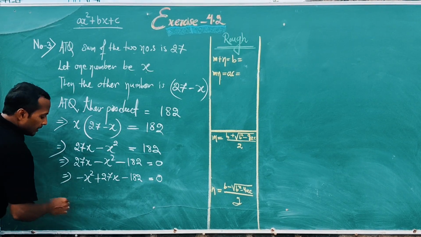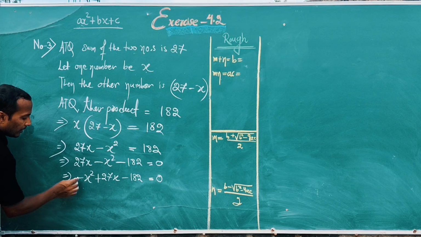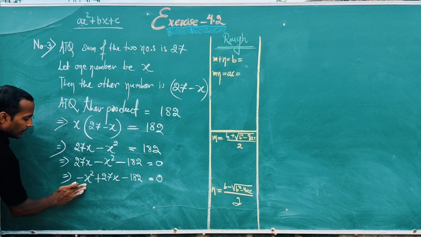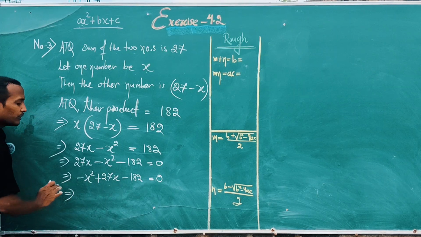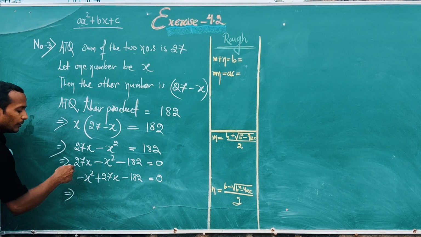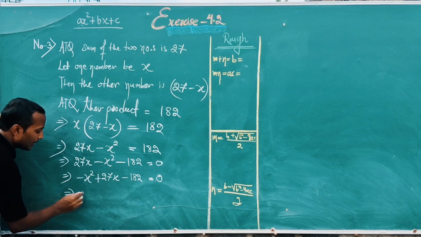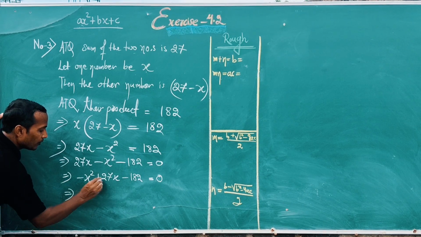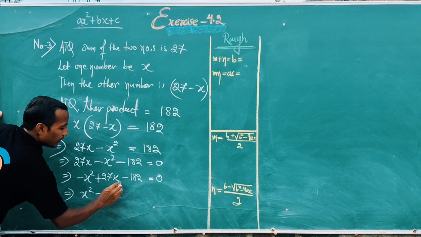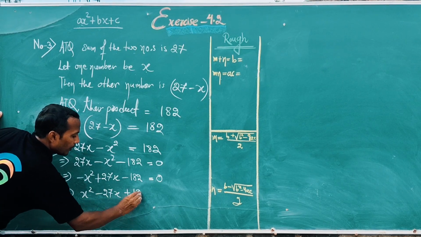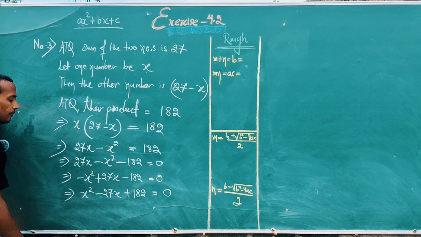But at the same time, let me make this term ax square positive. Okay, I mean value of a positive. It will make my work easier. There is no problem if you start with this. To make it positive, I'll multiply -1 on both sides. So on left side, when I multiply -1, -1 into -x square becomes +x square. -1 into +27 becomes -27x. And -1 into -182 becomes +182. And -1 into 0 is 0.